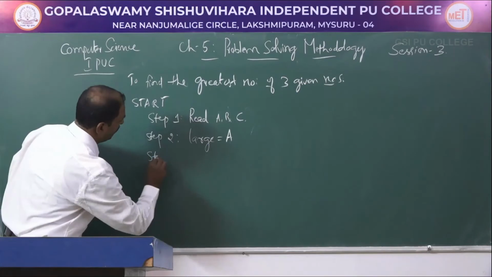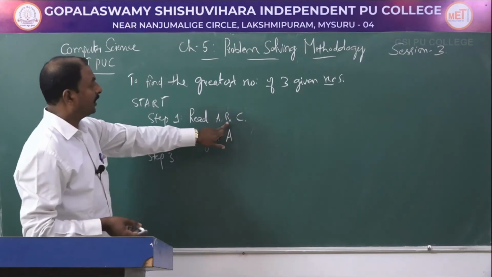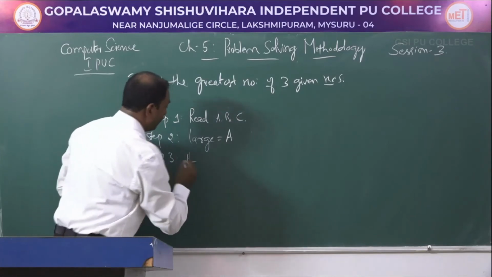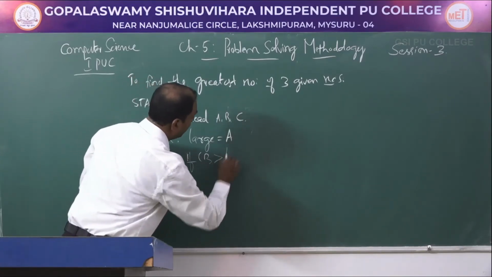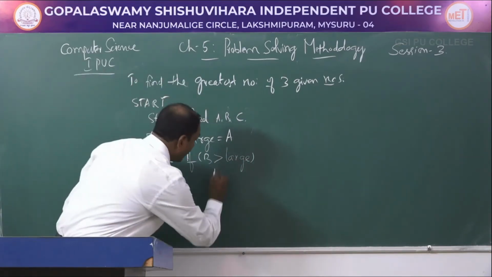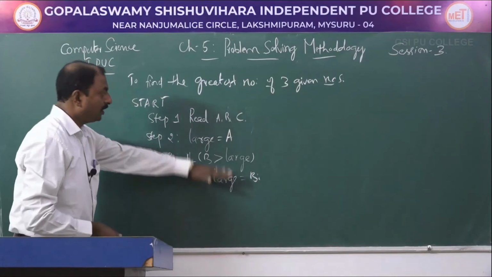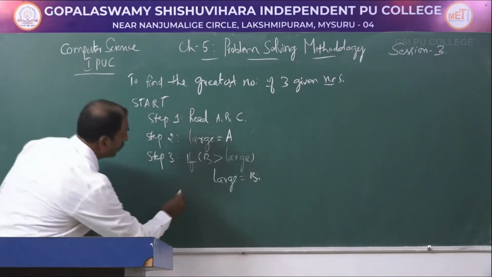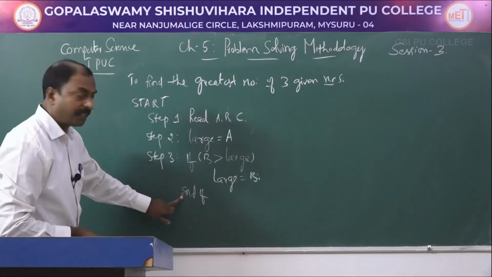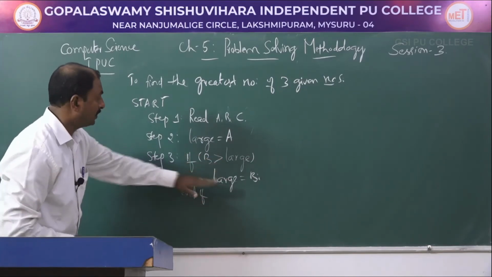Step 3. In step 3, I told you we are going to compare the other two numbers with large. So we use the statement: if B is greater than large, then large equals B. At this stage, large equals B. Then you have to close this if with end if. See, from here to here is only one statement. Step 3 has three lines, or there are two steps inside step 3.